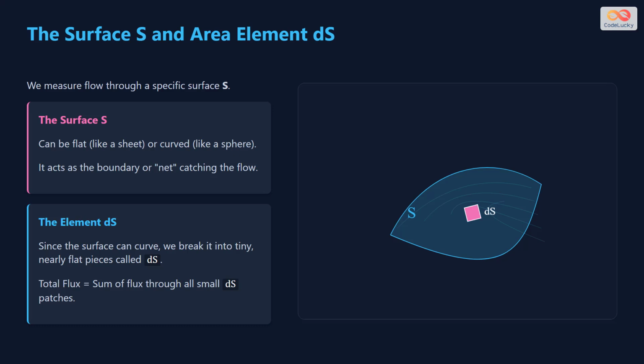Next, we have the surface S. This is the boundary or shape we are interested in. Since surfaces can be curved, like a sphere or a cylinder, we cannot just multiply by the total area at once. Instead, we break the surface down into tiny patches called dS. The total flux is the sum of the flow through all these little patches.